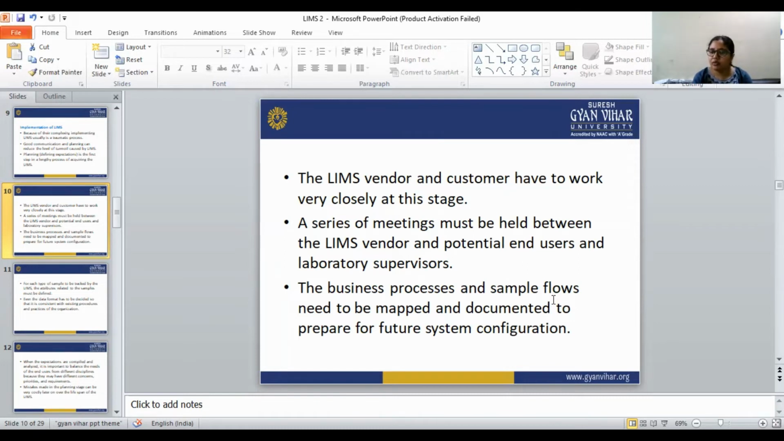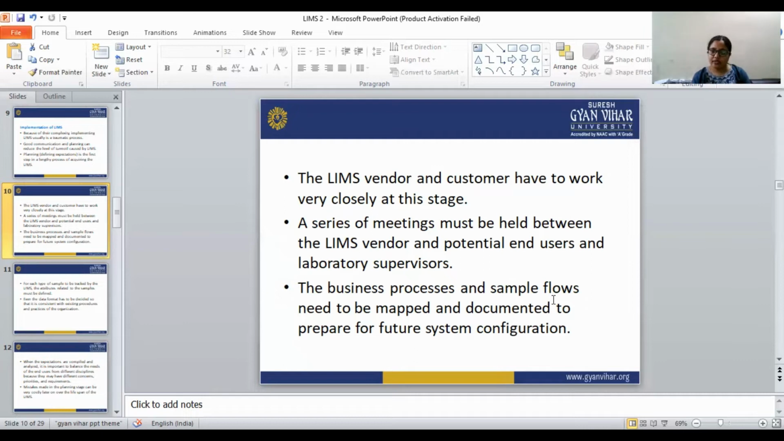How can they do the planning? When the vendor and the customer meet or work together, at that time they have to plan each and everything to avoid the turmoil caused by the LIMS. Because this LIMS is very complex, the implementation is also a very tough part. Good communication and good planning are necessary in the implementation of this LIMS. So planning is the must first step when we start the implementation of this LIMS.